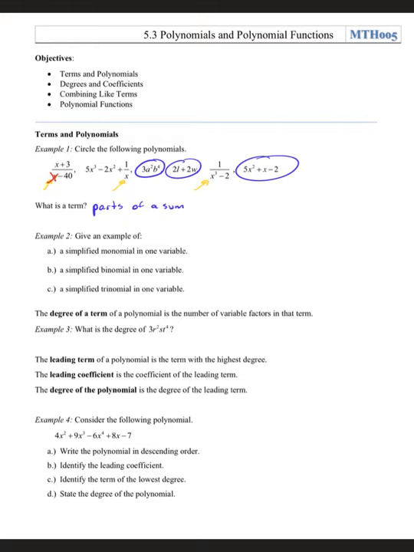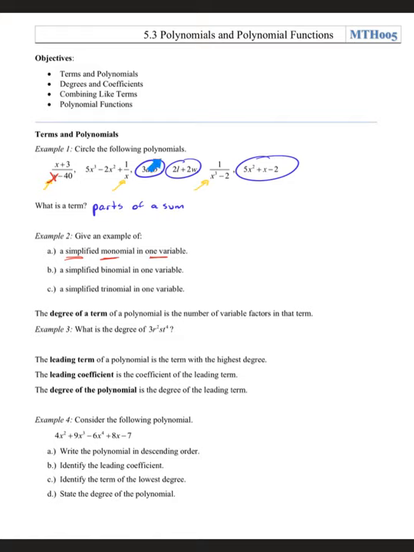All right, so example 2, give an example of a simplified monomial in one variable. So we have a couple key words there. Simplified means that we want to make sure there aren't any like terms that can be combined. Monomial means that there's only one single term, and in one variable means that you can only have one kind of variable.